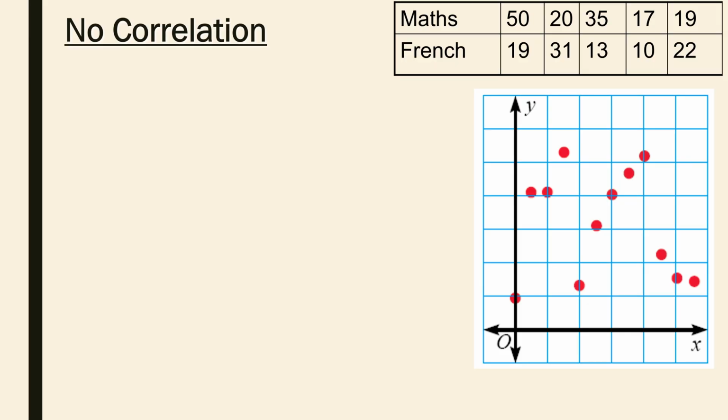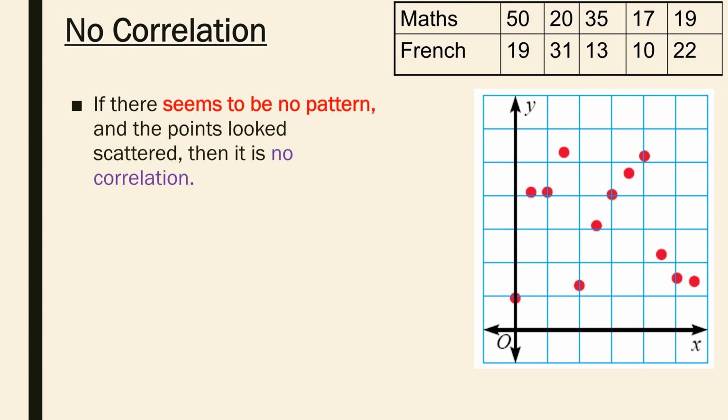The next one is no correlation. So if there seems to be no pattern and the points look scattered, then it is no correlation. This means that the two are not related. For example, as you can see on the table given, the table is showing the scores of a student in math and French. Now, looking at the scores, you discover that there's no connection between the two variables, math and French. There's no connection between the two subjects.